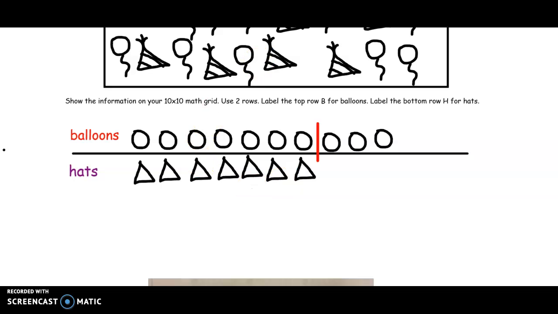Okay, we can also draw a line between each one and match them up like pairs. That's easy for us to see, right? We can draw a line. This is the same, this is the same, this is the same, same, same, same, same. And then right here is where we see that it's different, that we're missing some hats. There's not as many hats as there are balloons. Okay, we're going to try another one.